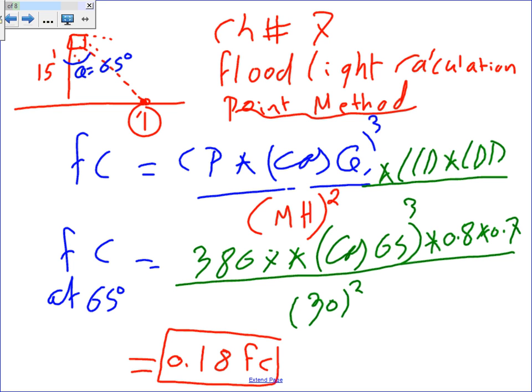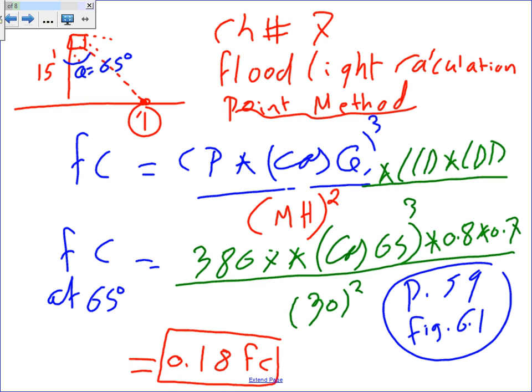So if you go to page 59, fig 6.1, at 65 degree, can you see how many candela we can get? We can get 3867. Cosine the angle, piece of cake, multiplied by the 0.8, 0.7. These numbers are given: 0.8 as lumen depreciation, and dirt is 0.7.